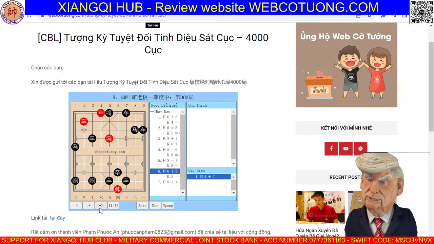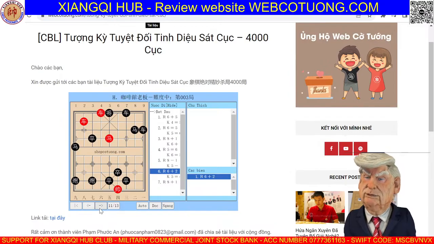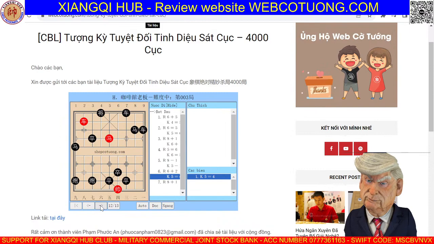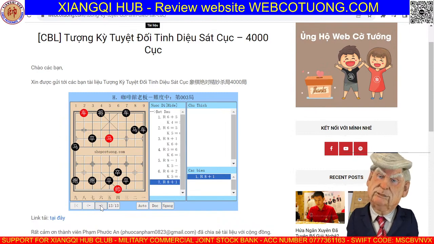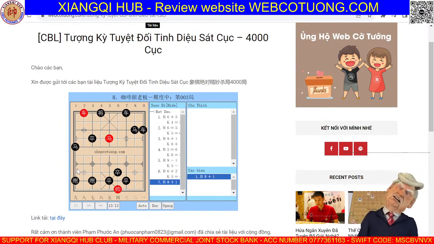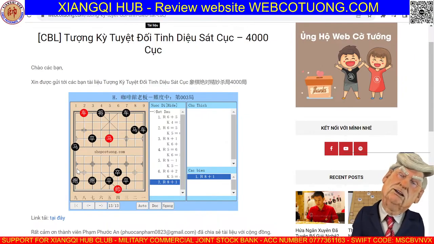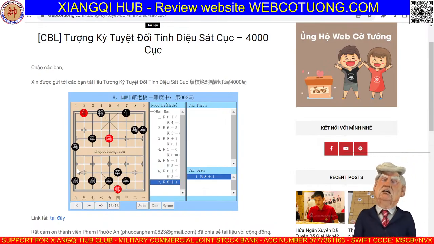And then what's next? Check, check, and of course they have to go out, and then check. Yes, that's a very good end game. Very good end game. Wise. The red side only has 2 chariots and 1 horse that can do the checkmate to the black side.